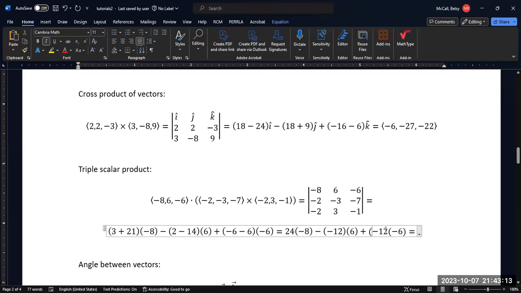I think I was going to put that in parentheses and I put it the wrong way. Minus -12 times 6 plus -12 times -6. And I end up with -48. Now, again, if you're using the triple scalar product to calculate the volume, you would then make this +48 because volume can't be negative.